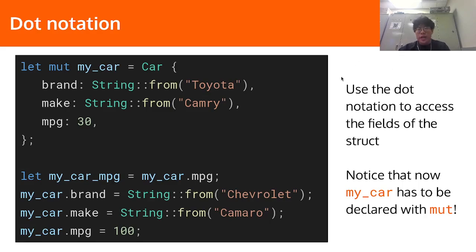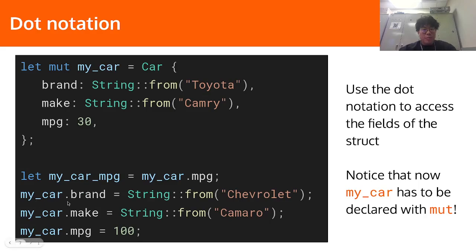So how do you actually access the values inside your struct? We use the dot notation. It's really simple. For example, here I define a variable called myCar. We instantiate the struct like before. Now, to get the MPG, I can just do mycar.mpg. To get the brand, I can just do mycar.brand.